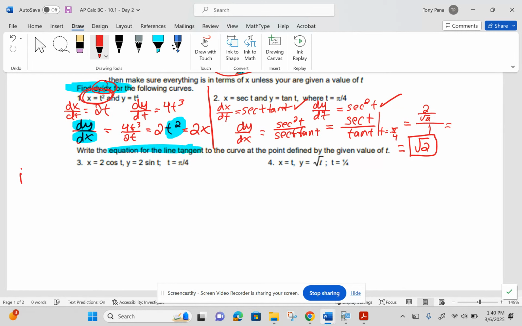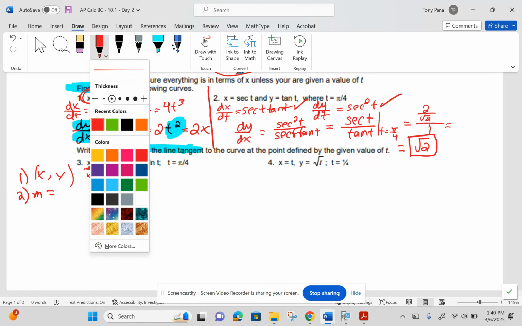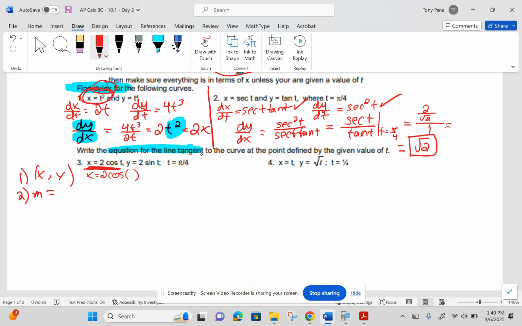What 2 things did we always say we need to write the equation of a line? Yeah, a point and a slope, right? So we need to find our point, and you need to find your slope. Let's do the point first. X, Y, here's how you're going to get X. So X in this problem should be 2 times the cosine of whatever time we're evaluating it at. And in this case, we are evaluating it at pi over 4.